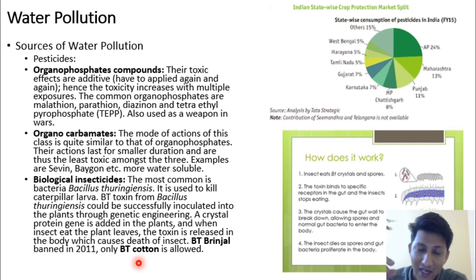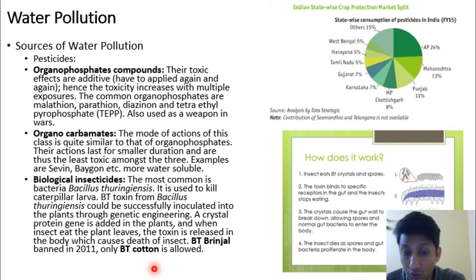Suppose there is a caterpillar or some insect which is now on cotton, and that insect is trying to eat the leaves of the cotton. When that insect eats the leaves, inside the insect it will create the toxin which was given to that plant by the bacteria, and then it will kill the insect. So here we do not spray any chemical; rather, we have made the plant itself a pesticide.